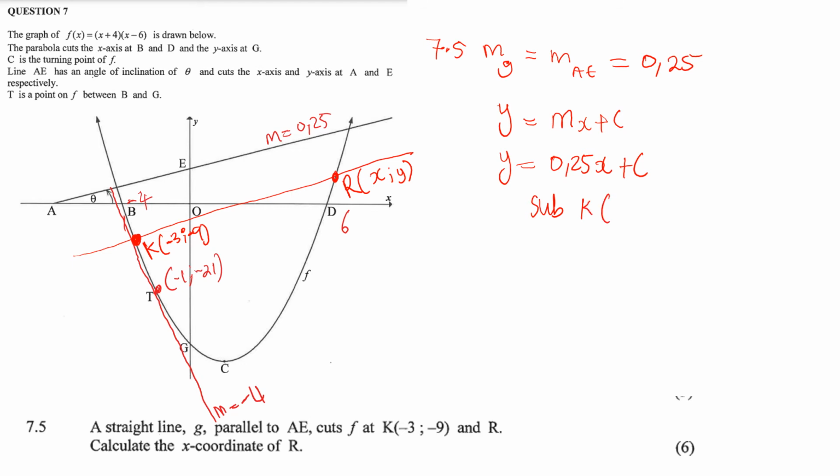We are given k is (-3, -9). So this is x, this is y. Where there is y, we're going to put -9. Where there is x, we're going to put what? -3. And so for c, when we solve for c, c is going to be equal to -9.75, right? Let's just verify that, because it's going to be -9 plus 3 into 0.25. Let's verify.